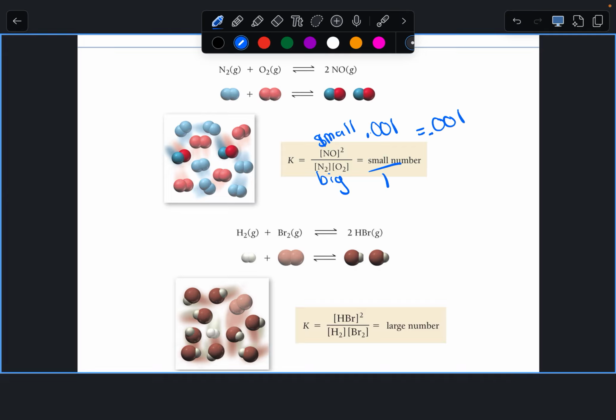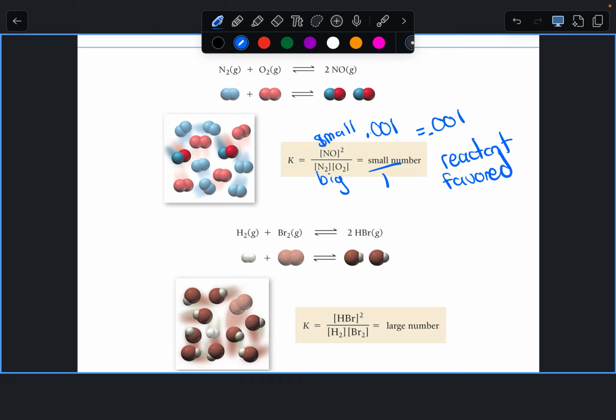When we say small and big, like I said, how much does it diverge from 1? So when you have a small number like that, you mean there's not a lot of product, a very small amount of product compared to reactant. Or we would say that this is reactant favored. So when you see a small K value, think it's staying as reactant. There's only a small amount of product made is what that's telling you. So we label that reactant favored.